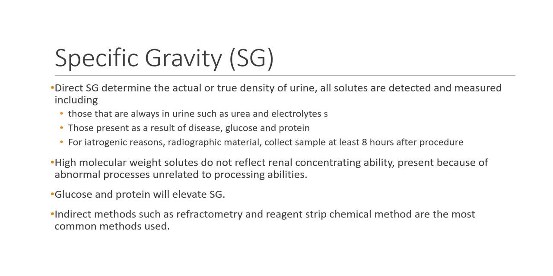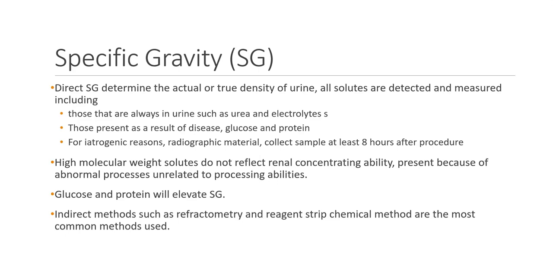High molecular weight solutes do not reflect the renal concentrating ability of the kidneys. They're present because of abnormal processes unrelated to the concentrating abilities. Glucose and protein will elevate the specific gravity. Indirect methods such as refractometry and reagent strip chemical methods are the most common methods used to measure specific gravity in urine samples.